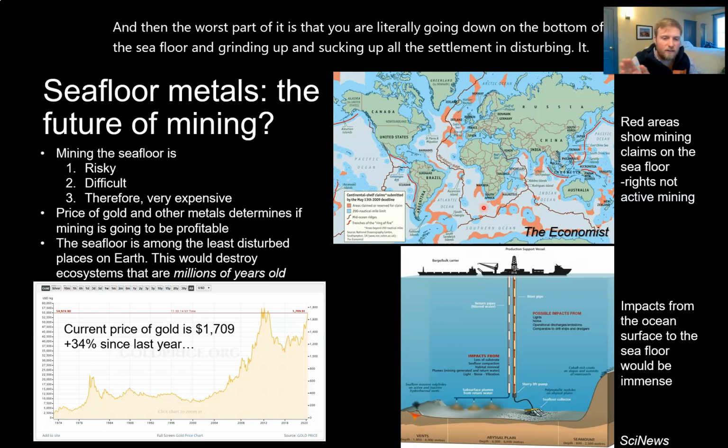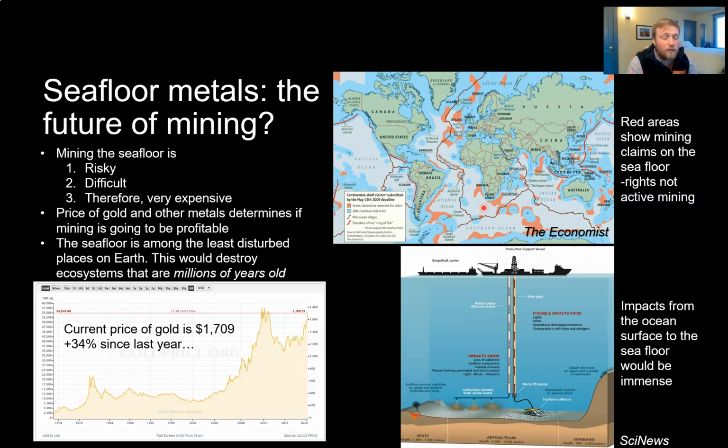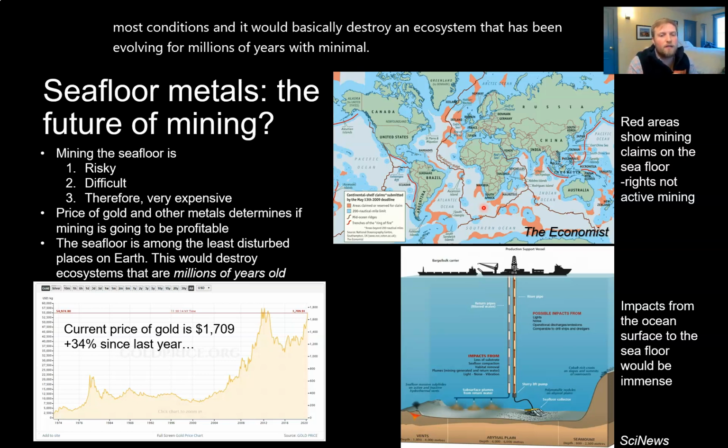This completely disturbs the seafloor environment, which is actually quite calm in most conditions, and it would basically destroy an ecosystem that has been evolving for millions of years with minimal interruption. So this would be an extreme interference from humans.